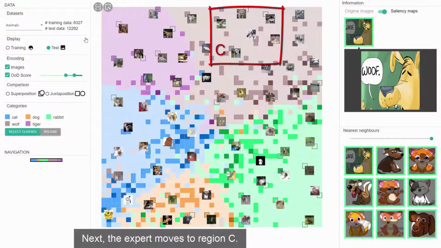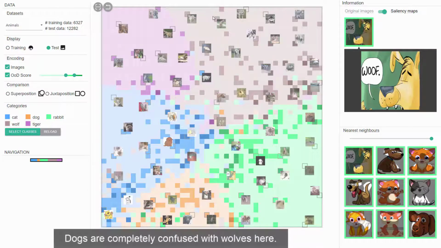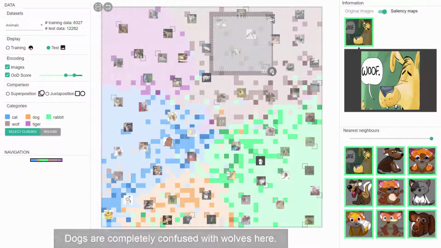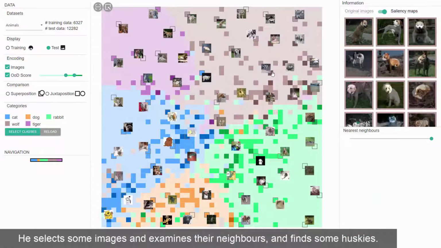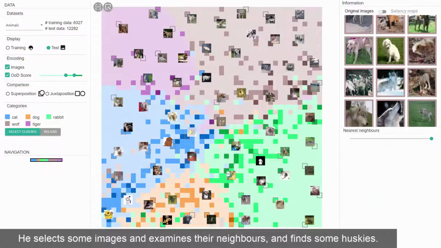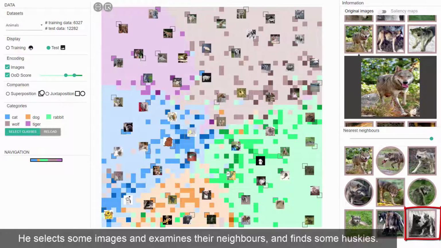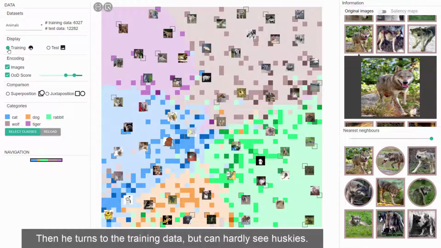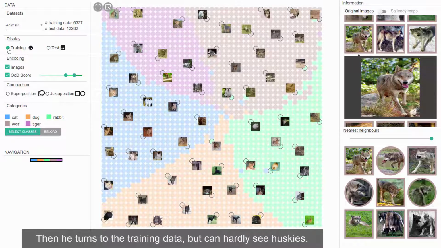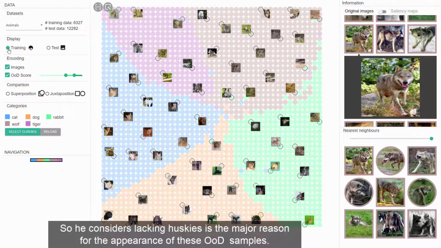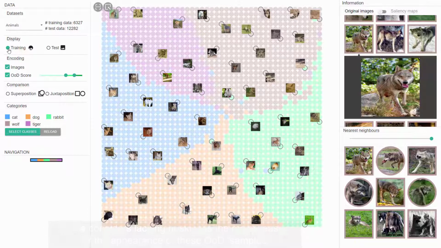Next, the expert moves to region C. Dogs are completely confused with wolves here. He selects some images and examines their neighbors and finds some huskies. Then he turns to the training data, but can hardly see huskies. So he considers lacking huskies is the major reason for the appearance of these OOD samples.